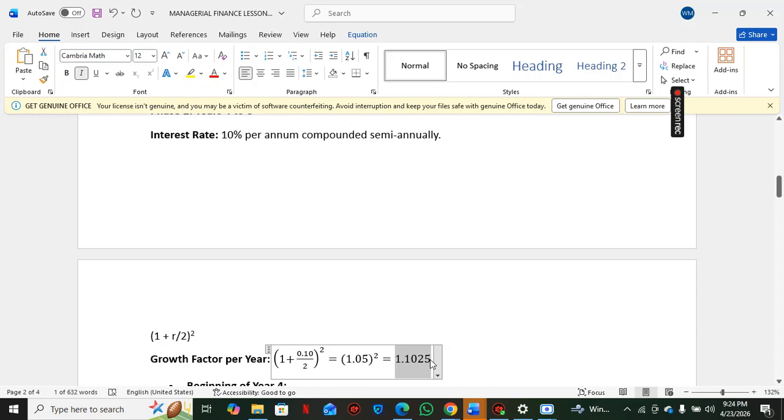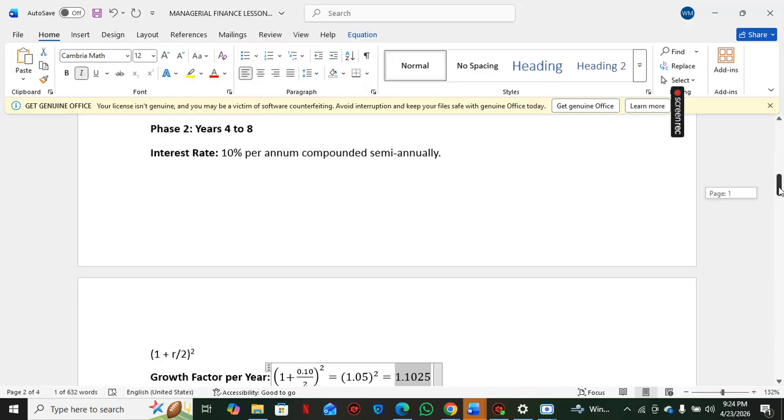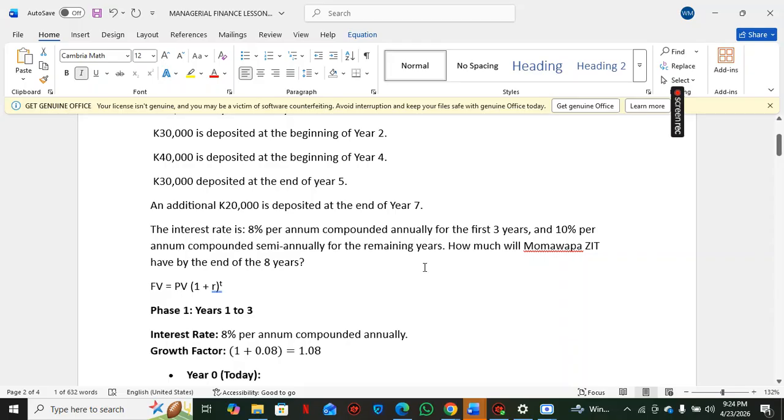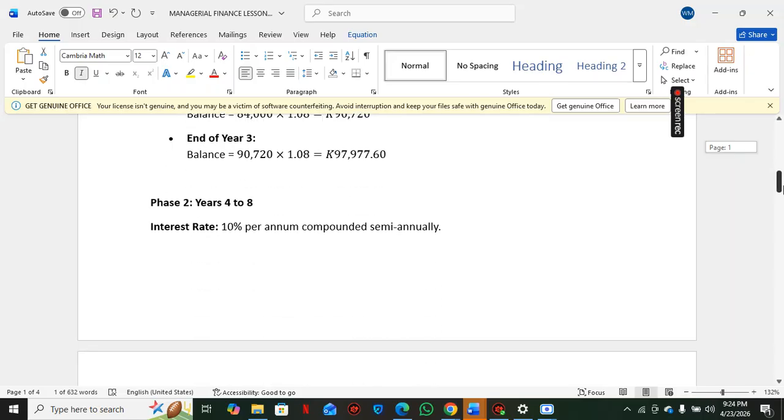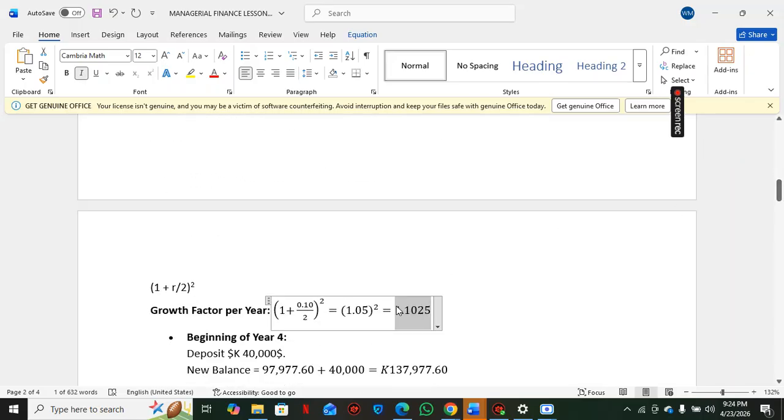So here what we've done, colleagues, we've accounted for the semi-annual compounding for years 4 to 8, because this semi-annual compounding is for the remaining years. So we made the adjustment for the semi-annual compounding. It means our new growth factor is 1.1025. This is what we'll be multiplying with our amounts of money.